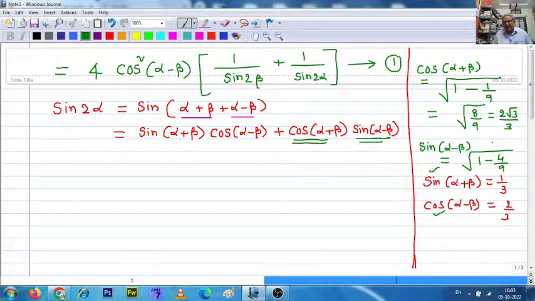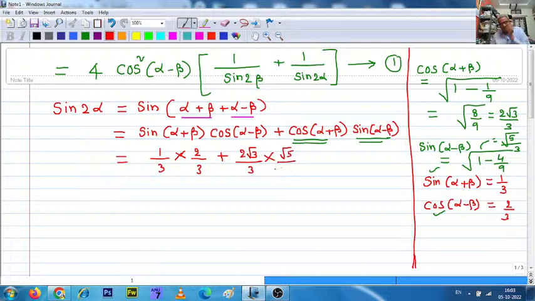So now we are going to get this value is equal to root 5 by 3. So let us substitute the values. Now we are going to get sine(alpha plus beta) is equal to 1 upon 3, multiplied with cos(alpha minus beta) is equal to 2 upon 3, plus cos(alpha plus beta) is equal to 2 root 3 upon 3, multiplied with sine(alpha minus beta) is equal to root 5 upon 3, you will be getting, right? So now let us simplify this one.